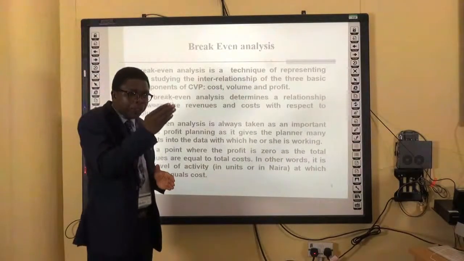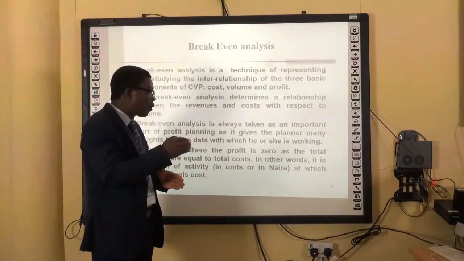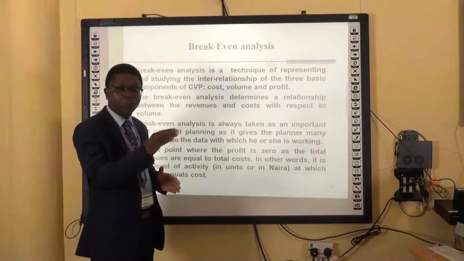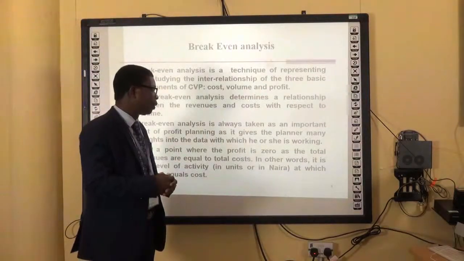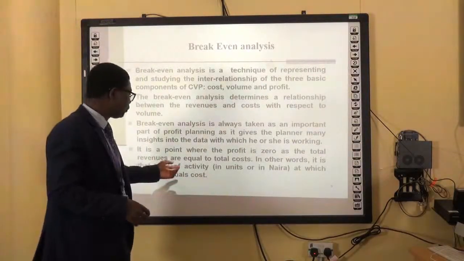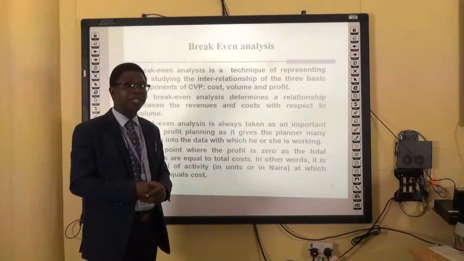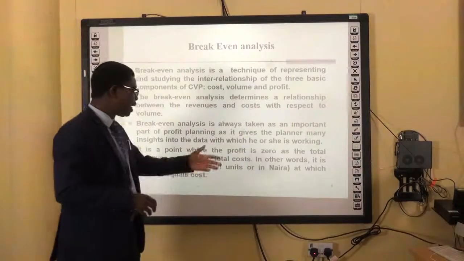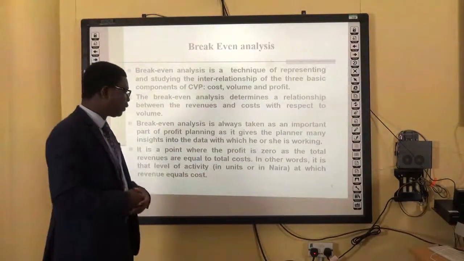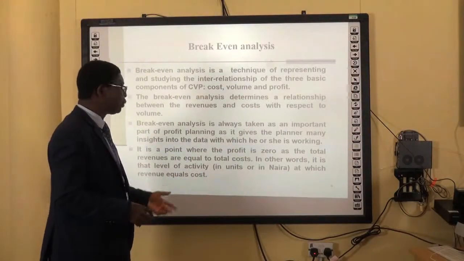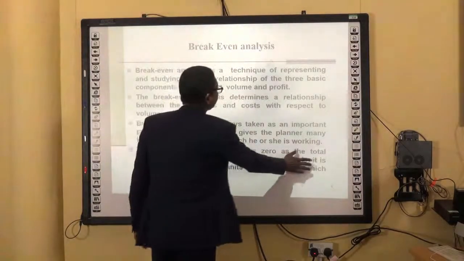So that point where you are able to cover your costs, you make no profit. Profit is zero, as the total revenue will be equal to the total cost. At that point, that is the break-even point. In other words, it is the level of activity in units or in naira at which revenue equals cost.